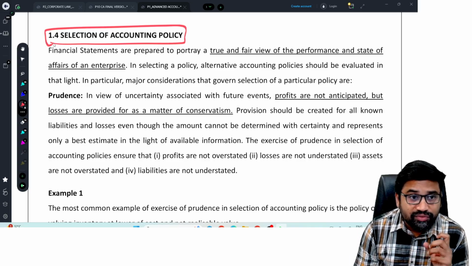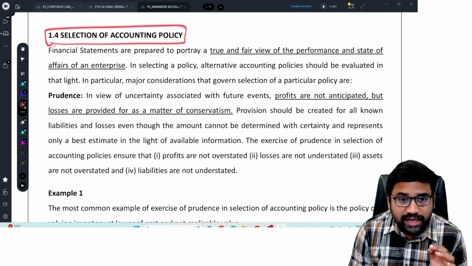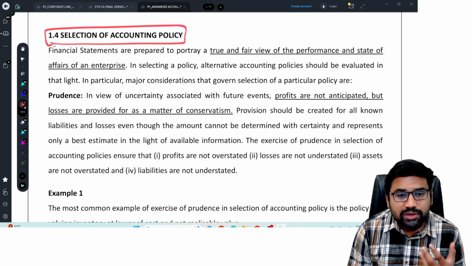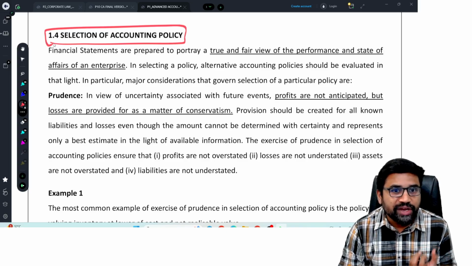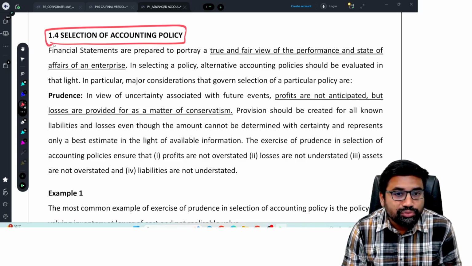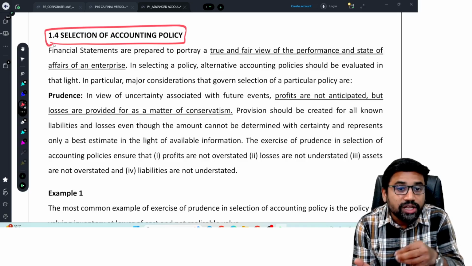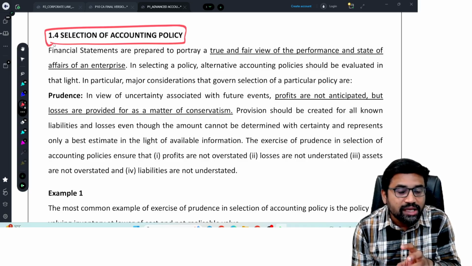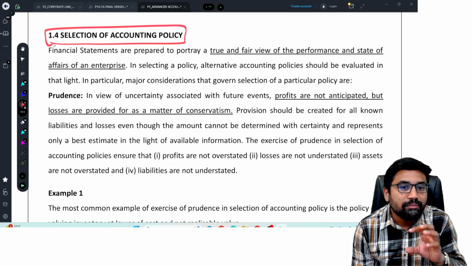Accounting standard 1 is saying that the first criteria for selecting an accounting policy is true and fair view. Because what is the main objective of financial statements? The financial statement should give a true and fair view. Now, the accounting policy you are selecting should support that view. So that's why true and fair view is the first criteria in selecting an accounting policy.